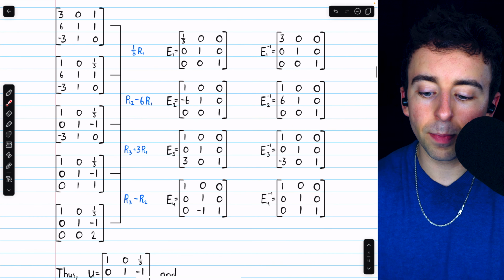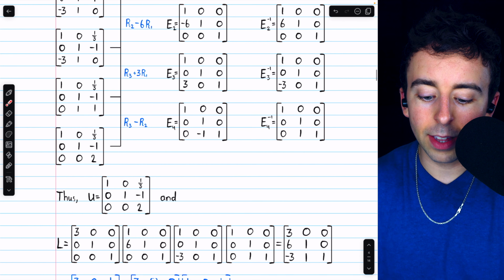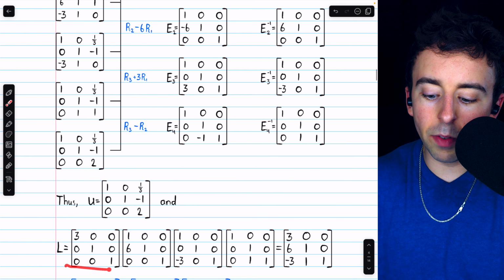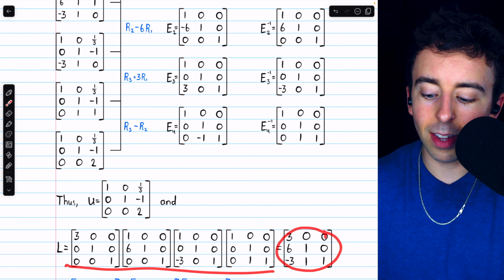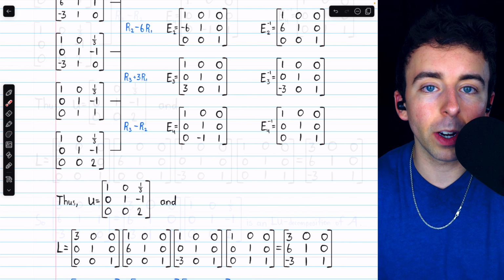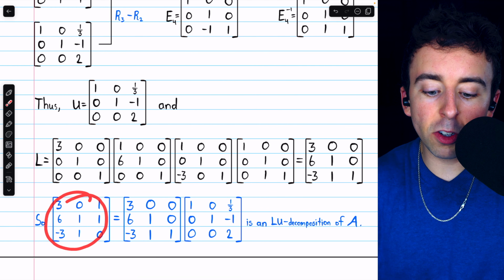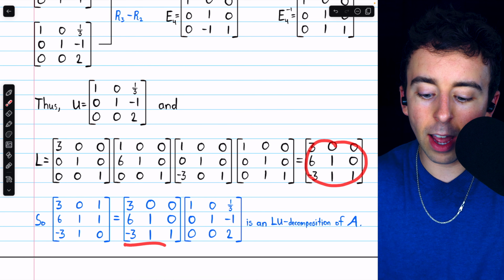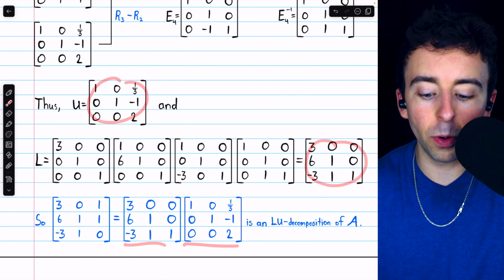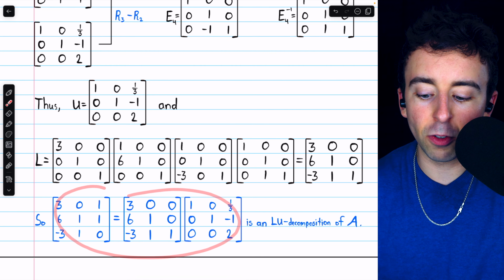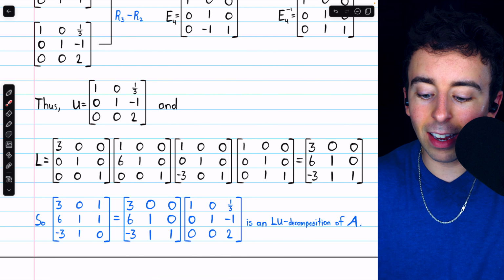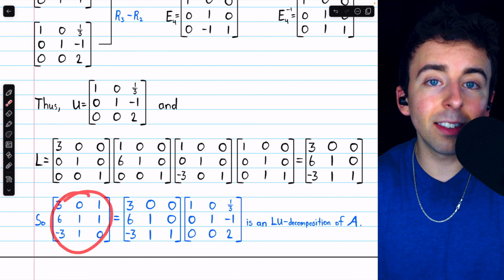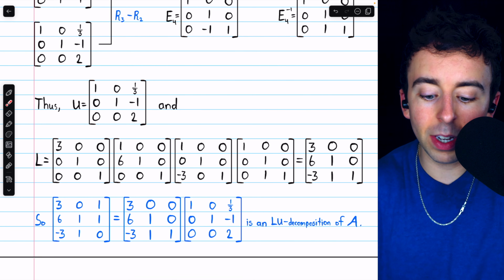This is the inverse of the first elementary matrix. This is the inverse of the second elementary matrix, and so on. And you can verify that this product produces this lower triangular matrix. And finally, we see that the original matrix A can be factored into this matrix L times this matrix U. You can verify this multiplication is correct if you like, but that is an LU decomposition of A. And note, this matrix A is the same matrix we worked with at the start of the video.